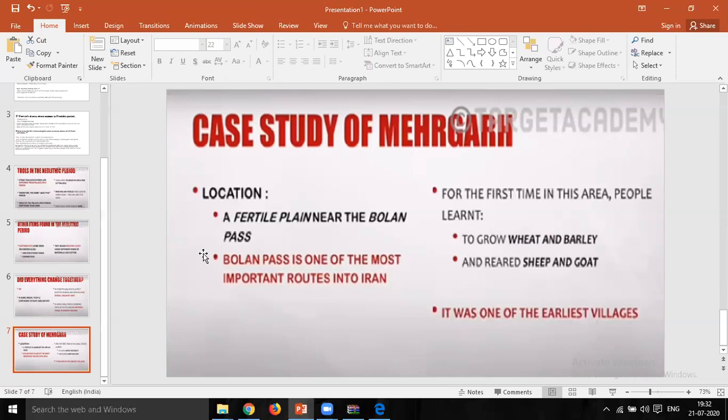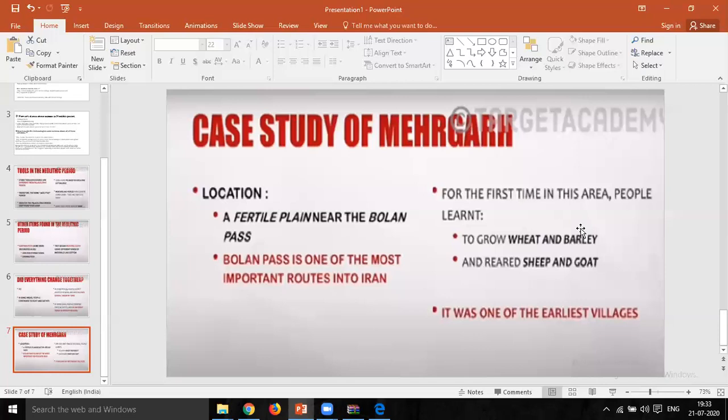So Mehrgarh was probably one of the places where people learned to grow barley and wheat. Okay, it was for the first time in this area that people learned to grow wheat and barley. So this was the place, first and foremost. In which place was it? It was Mehrgarh. So in Mehrgarh, people for the first time learned to grow wheat and barley.